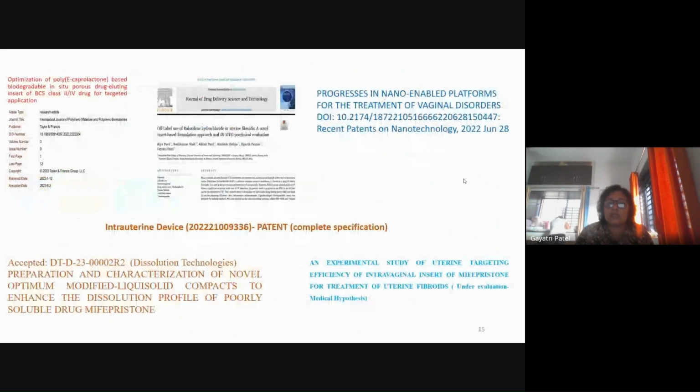Now, these are some research outcomes. We have a complete specifications file on that. There are some publications already accepted for this.